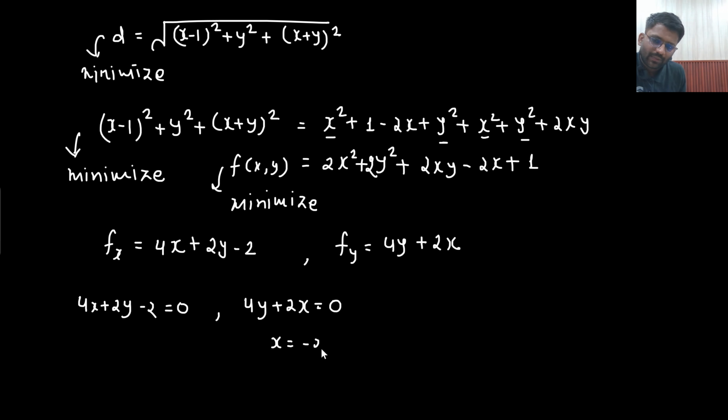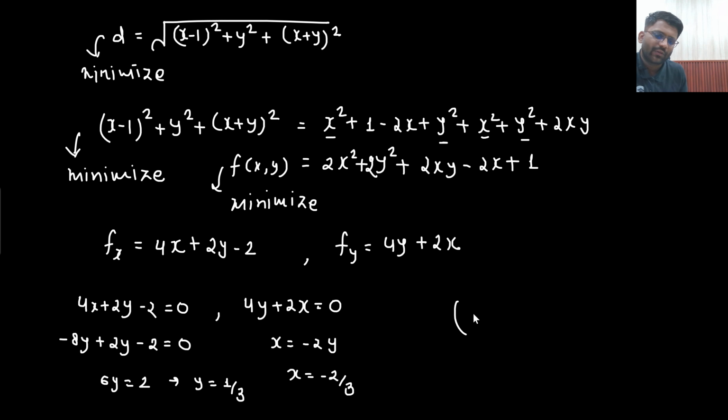x equals minus 2y. If you put x equals minus 2y, then minus 8y plus 2y minus 2 equals 0. So 6y equals minus 2. So y equals minus 1 by 3, and x equals 2 by 3. So what is the point of consideration? This is the point of consideration. Sir, whether this point is maxima or minima, you will have to trust that this will be the point of minima only. Okay, you will have to trust it.